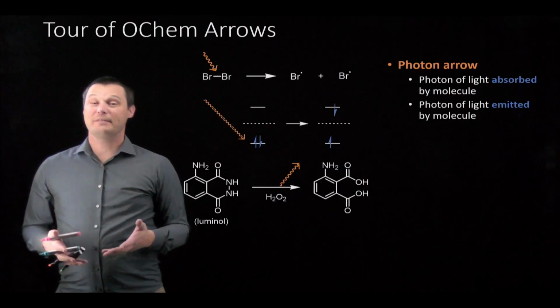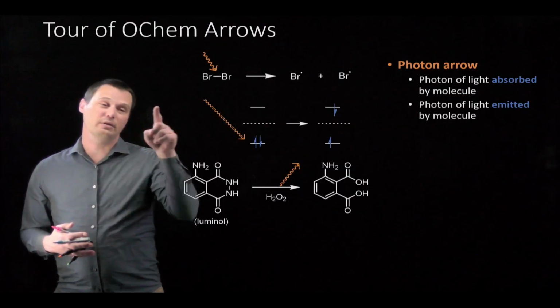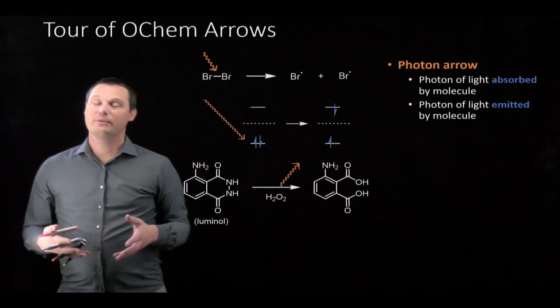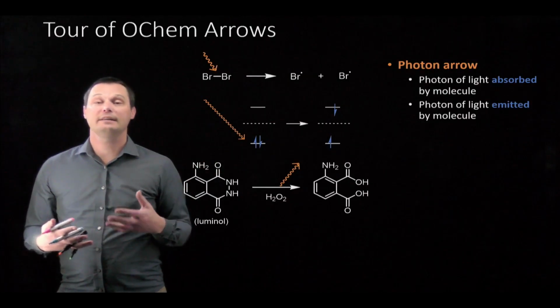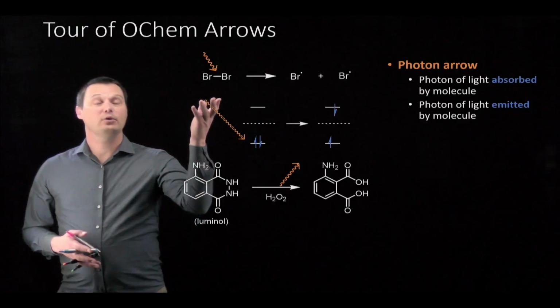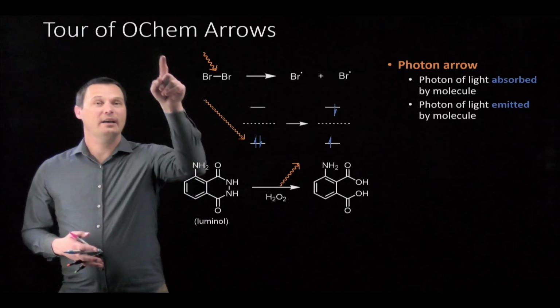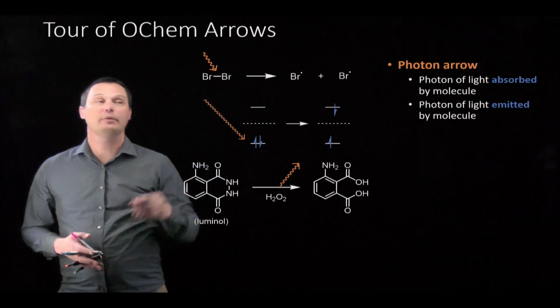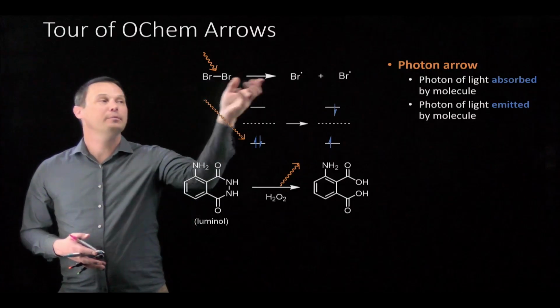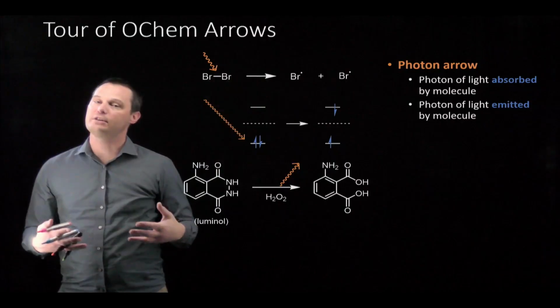One of my favorite arrows to draw is the photon arrow, the little squiggly line with an arrow at the end. The photon arrow indicates that there's a photon of light interacting with our chemistry somehow. Many radical reactions require a photon of energy in order to initiate the reaction. When a high-energy photon hits a molecule of bromine, it can homolytically cleave that bromine-bromine bond, forming the two bromine radicals and starting the radical reaction.